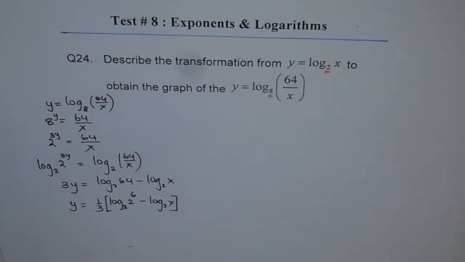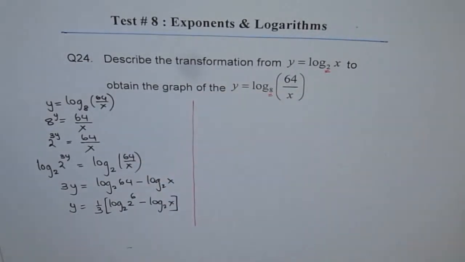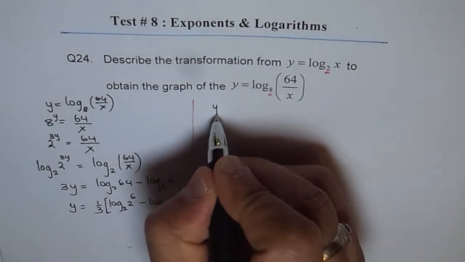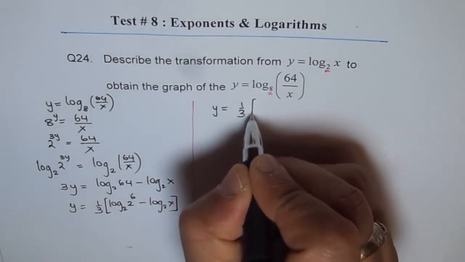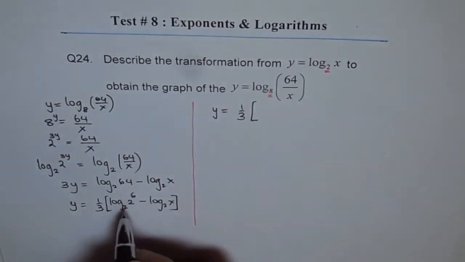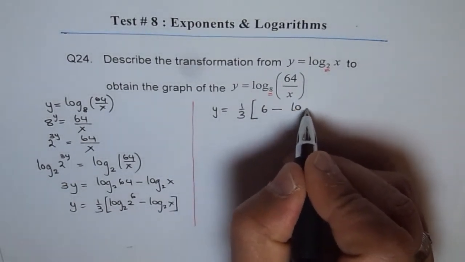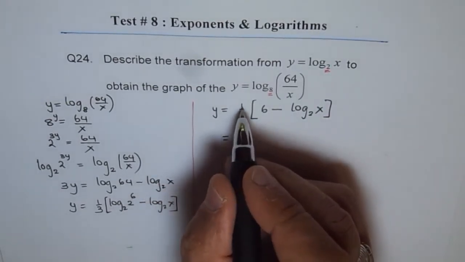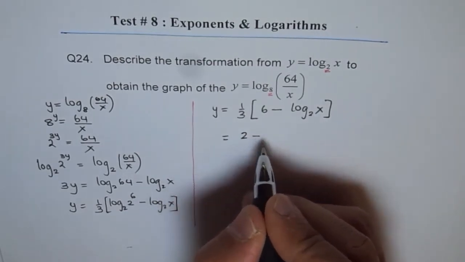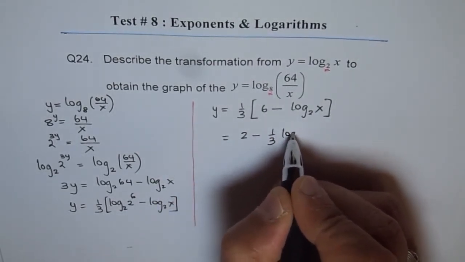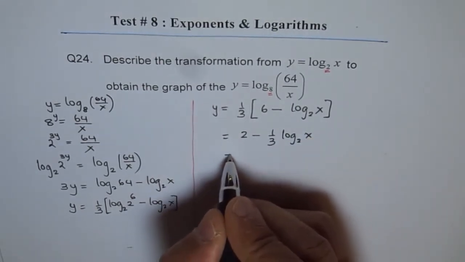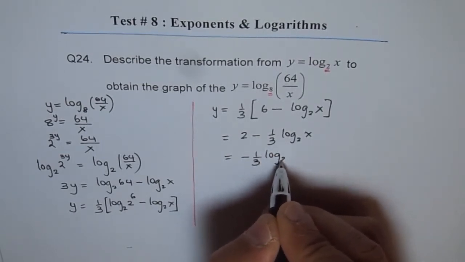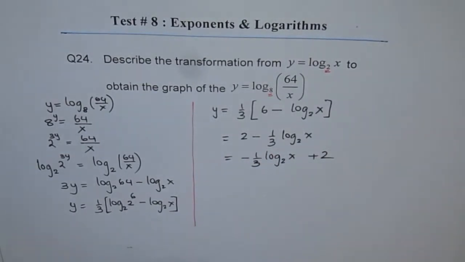Now let me take it to the other side to show you more clearly. So we rewrite this: y equals 1/3 of log 2 to the power of 6, that means 6, minus log 2 of x, correct? Now we can open this bracket and write 1/3 of 6 is 2, so 2 minus 1/3 of log 2 of x, correct? Now we just rearrange: negative 1/3 log 2 of x plus 2. Do you see that?